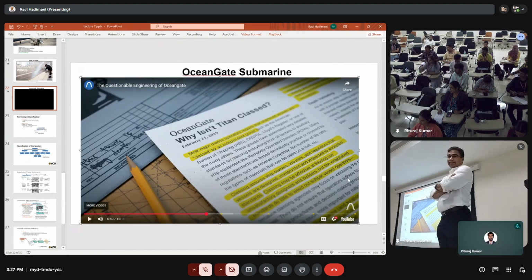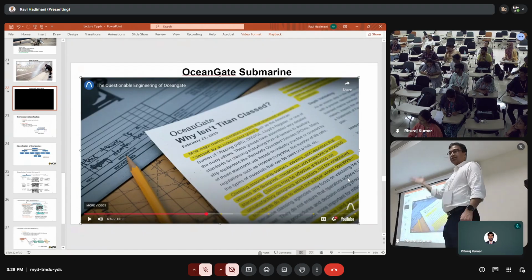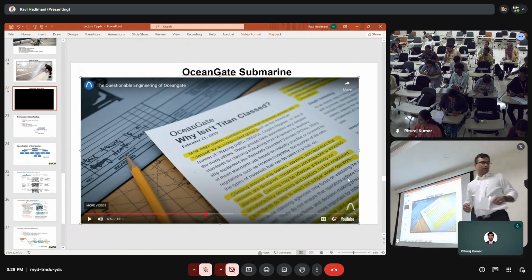Nothing happened during the dives. No, the problem was every time they went down, there was a small crack or small delamination when they came back. This time they did not come back. So the last time the delamination accumulated, it completely imploded.